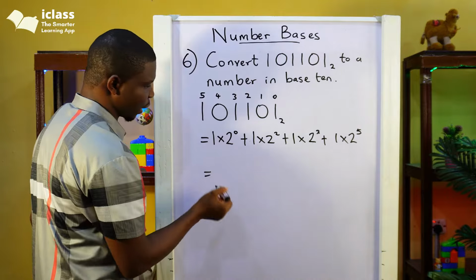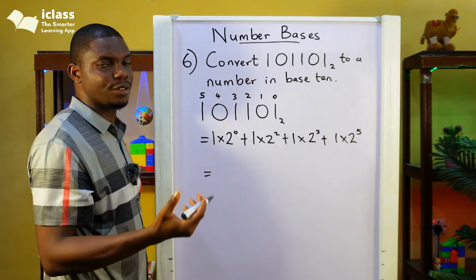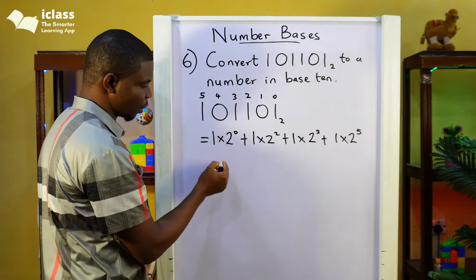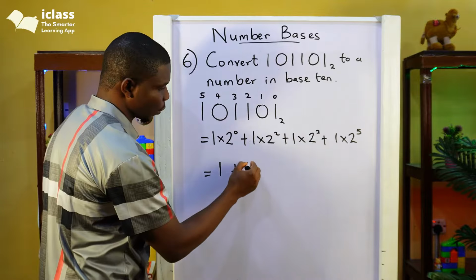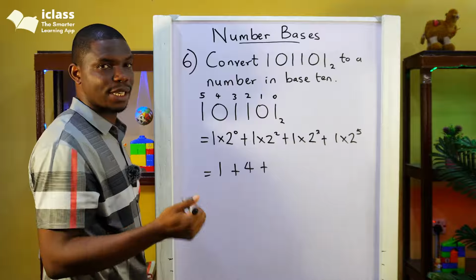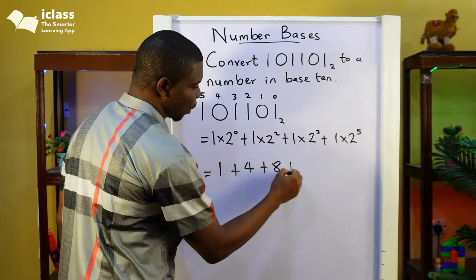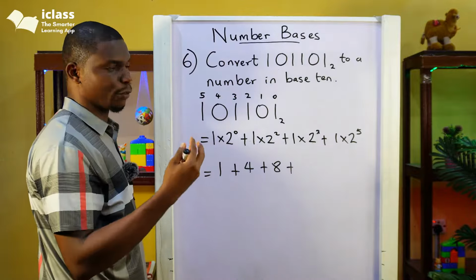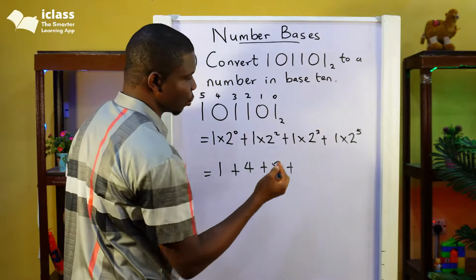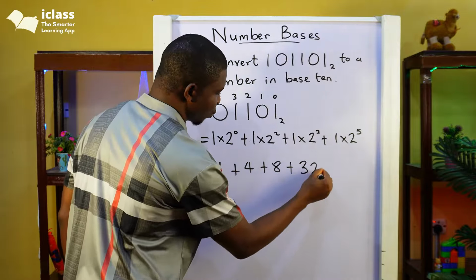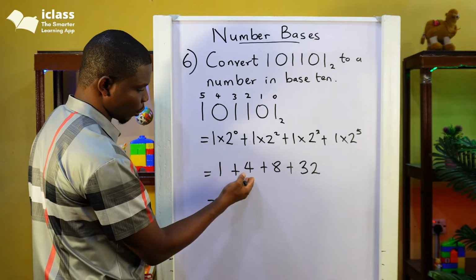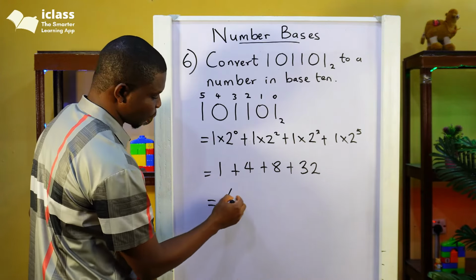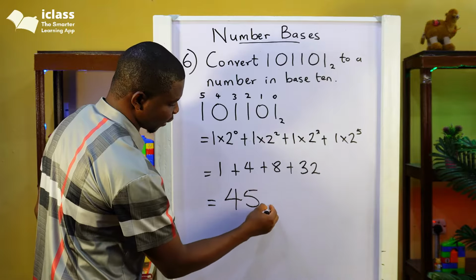All right, so what do we have here? 2 raised to power 0, anything raised to power 0 is 1. 1 times 1 is 1, plus 2 raised to power 2 is 4, times 1 is 4, plus 2 raised to power 3 is 8, times 1 is 8, plus 2 raised to power 5 is 32, times 1 is 32. So this is going to give us 45 base 10.